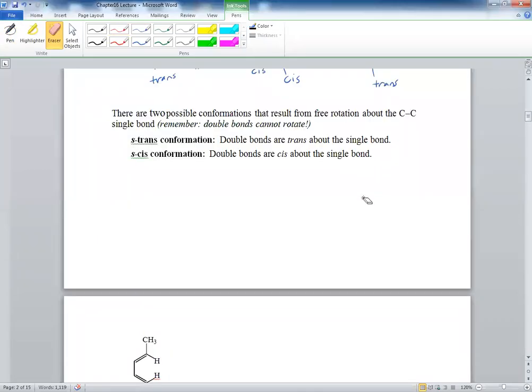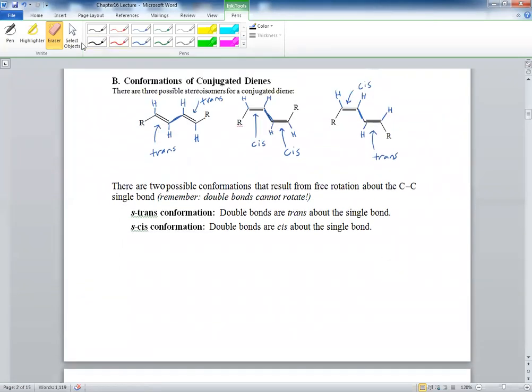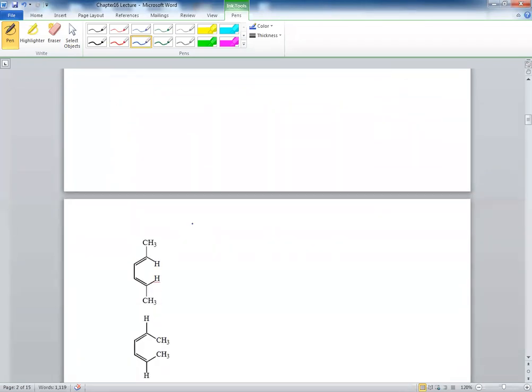So there are two possible conformations that result from the free rotation about the carbon-carbon single bond. We mean this one where it's blue. Basically, if you rotate this single bond, you can get a conformation that's called S-trans, where the double bonds are on opposite sides, they're trans to each other, or S-cis, where they are on the same side, cis to each other. It's helpful if you take a look here.